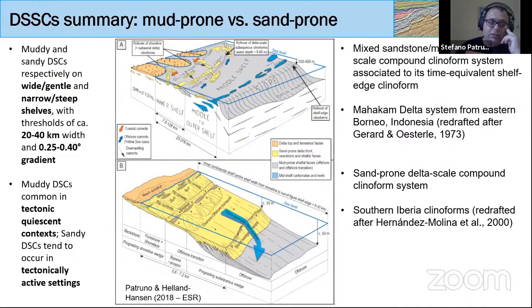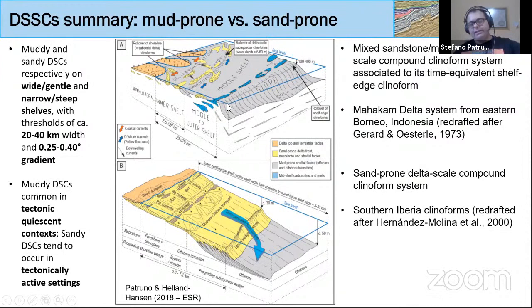So here you go. So where do we find the mud prone and sand prone delta scale subaqueous clinoforms? So these are two nice block diagrams. This one is coming from the Mahakam Delta of Indonesia from an old paper, 1973, Gerard and Oesterle. And here you can see from this old paper, they already made the right observations. There were three different clinoforms prograding. A shoreline associated to the delta, mid shelf clinoform, that's essentially a subaqueous delta, mid shelf subaqueous delta, and the shelf edge over there. So that's exactly what you'd expect in, you know, a compound system.